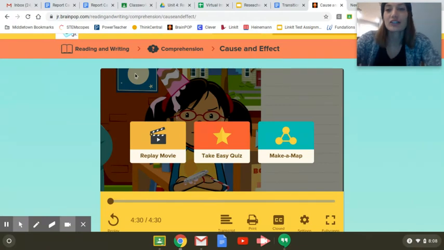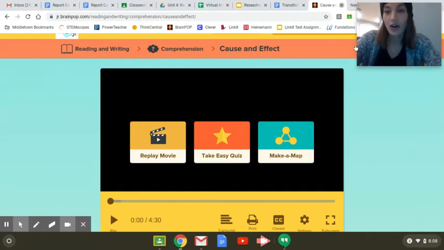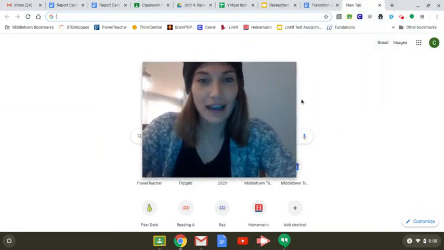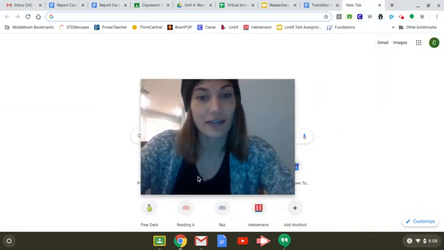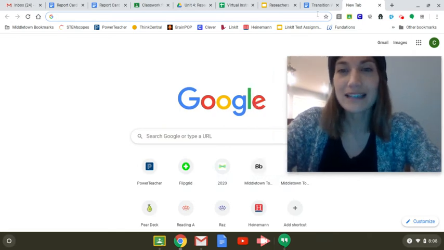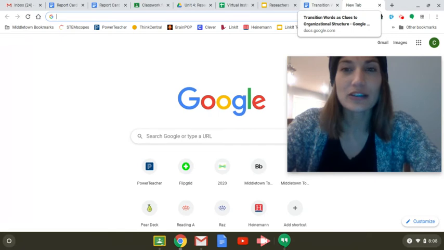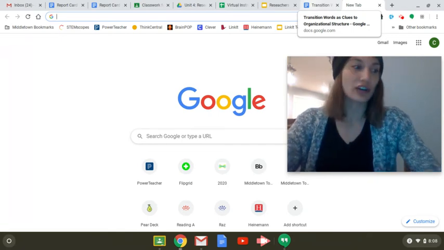Okay, readers. So do you see that a cause is why an event happens, where the effect is what happens because of that event? As they mentioned in the video, when we're looking for cause and effect text structure, it's really helpful to look for key transition words.